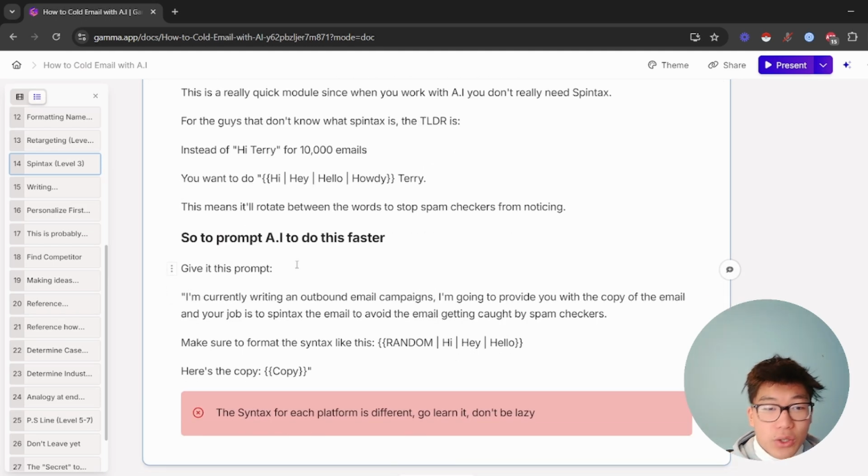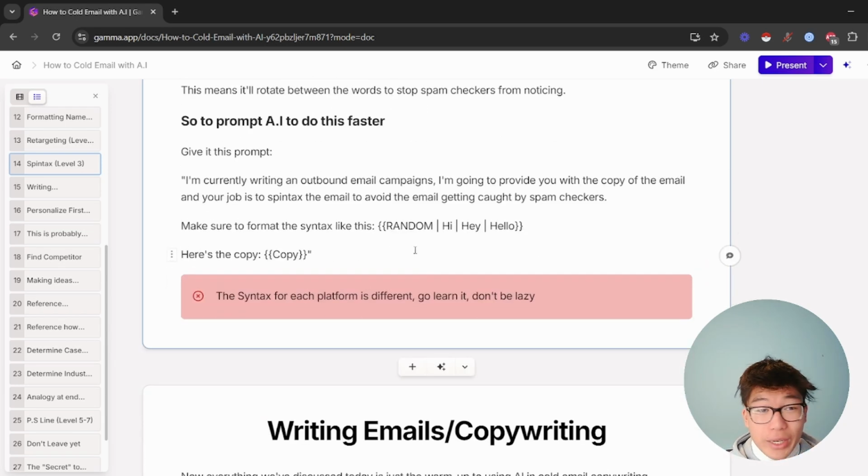To prompt AI to do this faster, give it a prompt: "Currently working with an outbound email campaign. I'm going to provide you with a copy of the email. Your job is to spintax the email to avoid the email getting caught by spam checkers. Make sure to format the spintax like this: random, hi, hey, hello. Here's the copy." It's really simple.